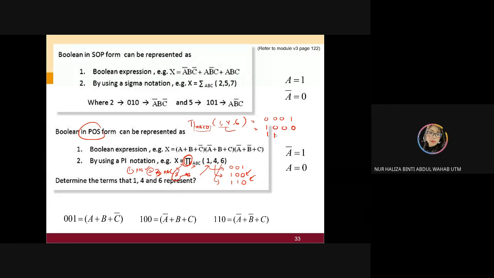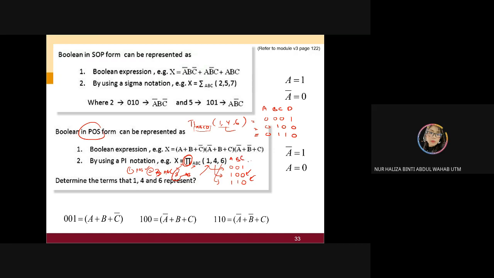Oh, sorry, I put 0 in front. This one is 0, 1, 0, 0. 6 will be 0, 1, 1, 0. This is your A, B, C, D. This is your A, B, C.